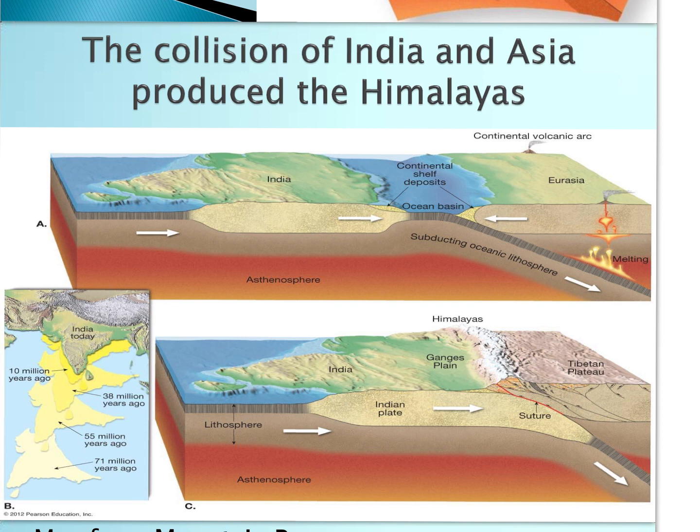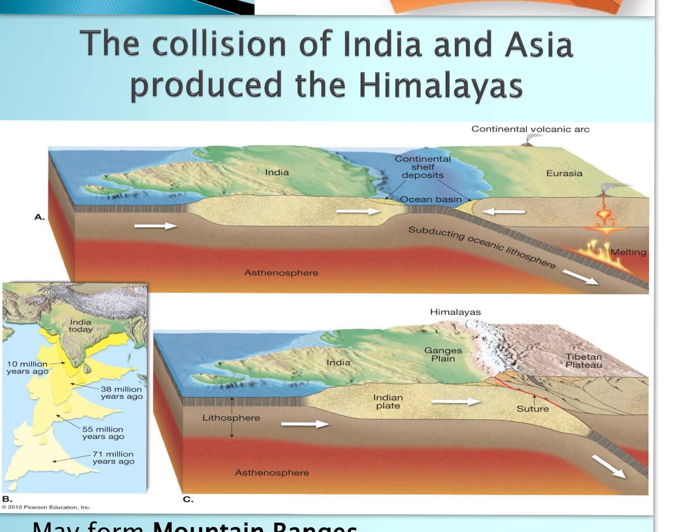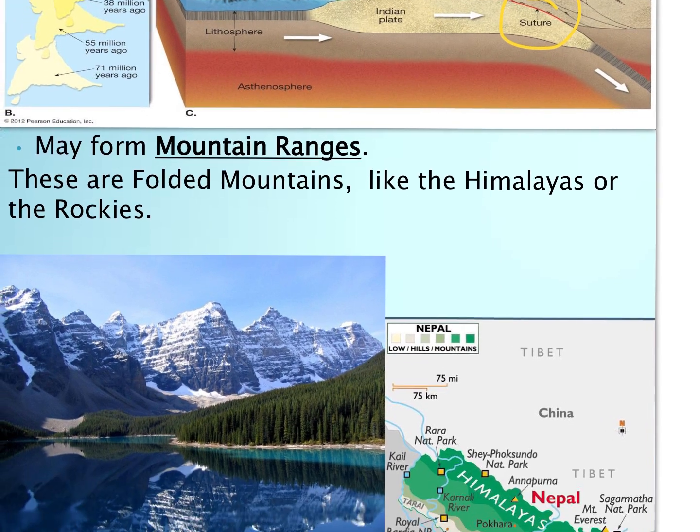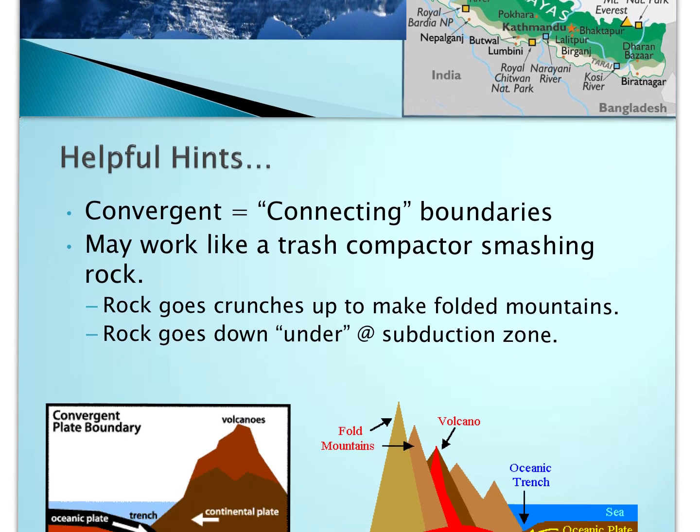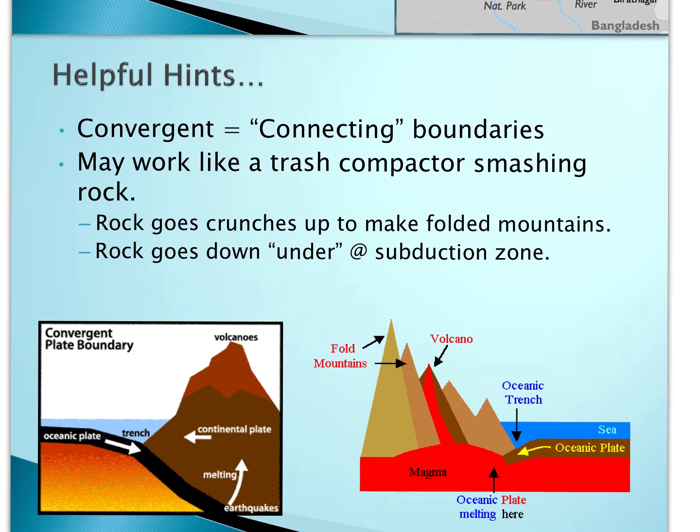Again, ocean closing. And here you see the Indian plate sutured, right? Sutured right over here. And now you get one big plate. And you also make some mountains. All right. So some helpful connections here, helpful hints. Convergent, connecting boundary. All right, and basically you squeeze and compress things together.